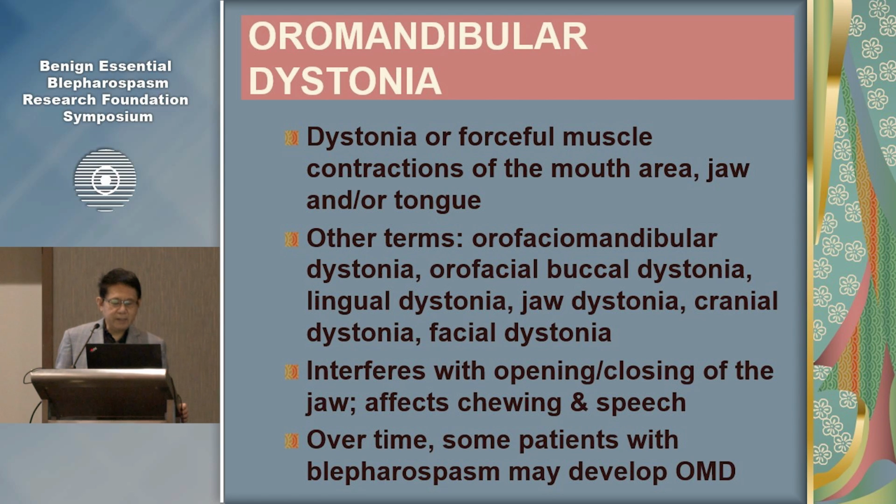But by and large, the most common manifestation of OMD would be opening or closing of the jaw. I'd have to say that jaw opening is more common than jaw closing dystonia. And you can imagine how, if the jaw movements are impaired in some shape or form, chewing would be affected. This is most true for patients with jaw opening dystonias. It's very obvious if your jaw opens, chewing most likely will be very difficult. Speech can be impaired as well.